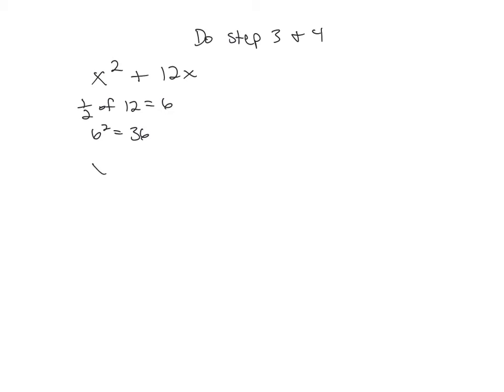So if I had, let's say, x squared plus 12x, and that's all the problem's going to be, there's nothing going to be there at the end. So we're still doing step 3 and step 4. Okay, do step 3 and 4. So step 3, half of 12 is 6. Then do 6 squared. And so now the problem is going to change. I'm going to put that 36 at the end.